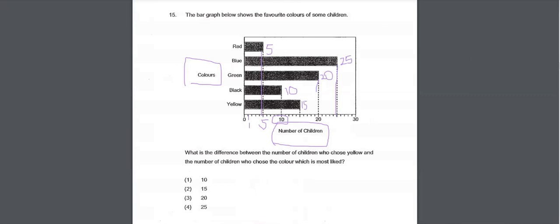Okay, so first the question asks, what is the difference between the number of children who chose yellow and the number of children who chose the color which is most liked? Most liked means the highest number of children who like the color. So in this case, we have blue. I'm going to change the color for this so you can see better. So blue is the color which is most liked because there's the highest number of children who like blue. And the number of children who chose yellow is 15.